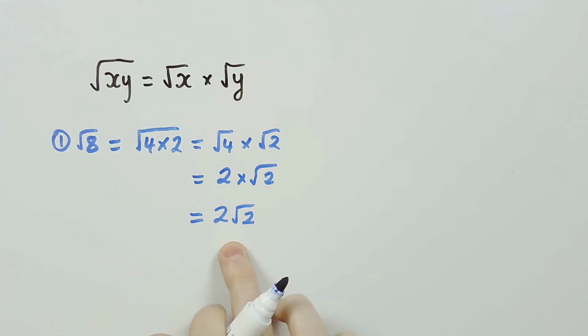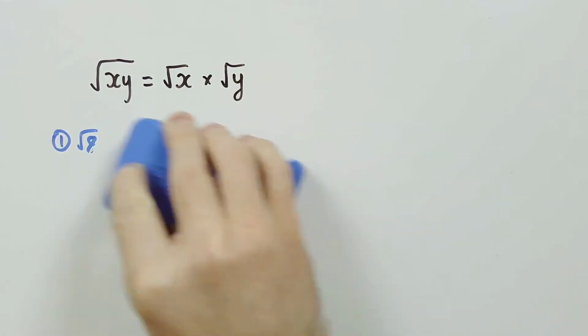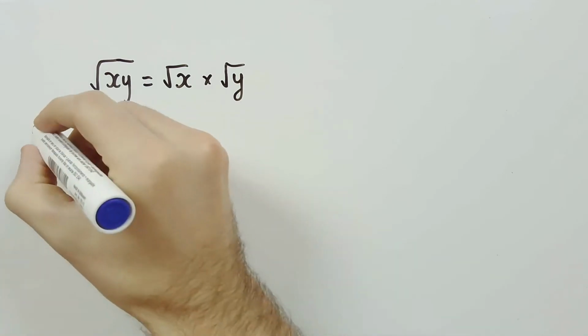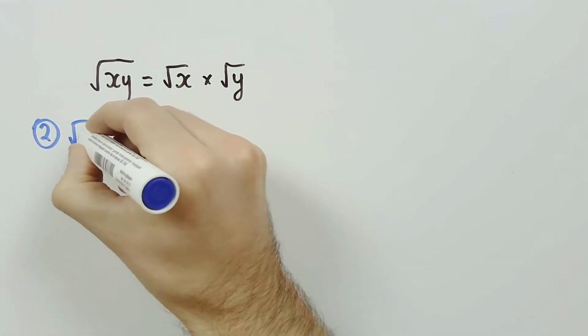So a nice way to check whether you're correct with these types of questions is to punch this into your calculator, see that you get the same result by entering in both of the variations. And of course you will, because we're correct in this case. So let's have a look at the next example now. We have square root of 20.